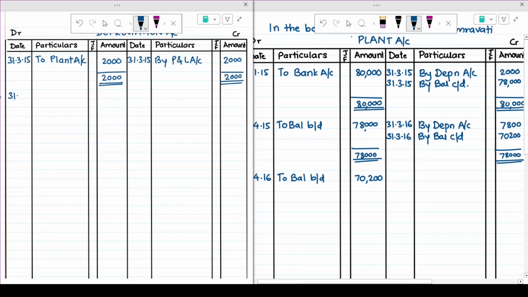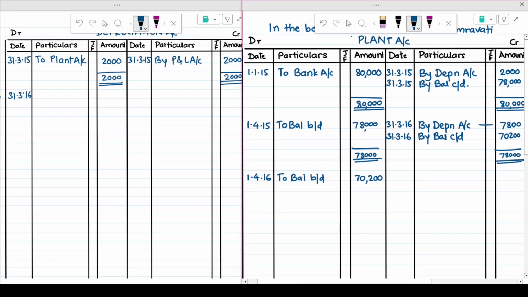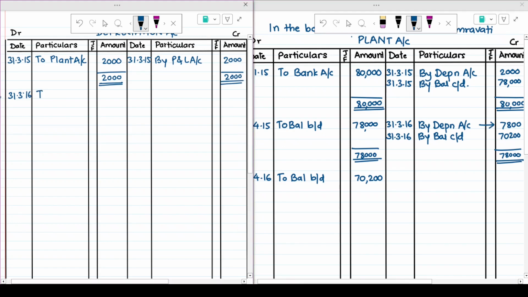On 31/3/16 we have 7,800 to plant account 7,800, and as usual at the year end we close the books and transfer the balance of depreciation account to profit and loss account at the year end by P&L account 7,800. With this, second year entries are done.